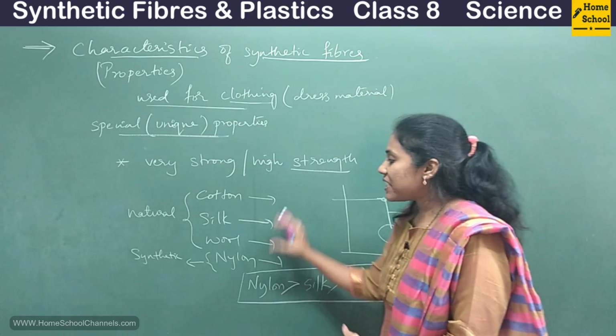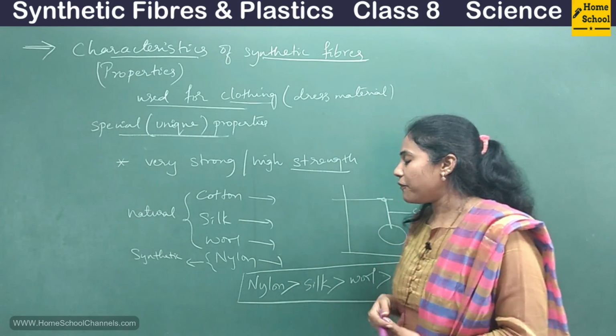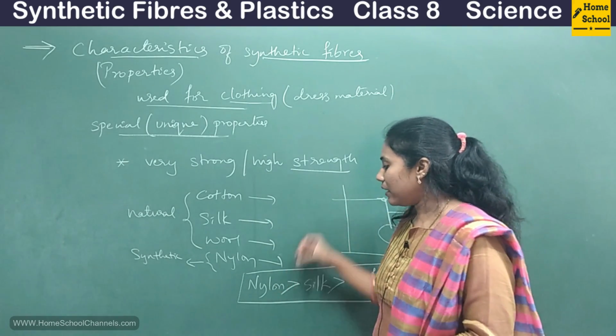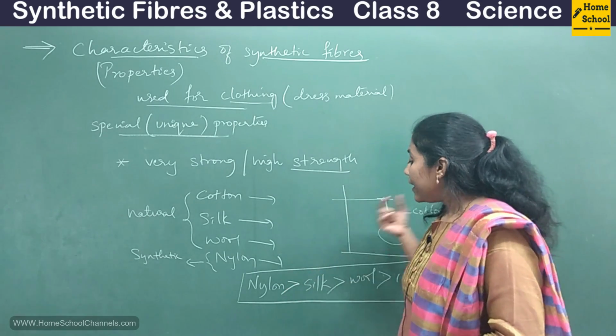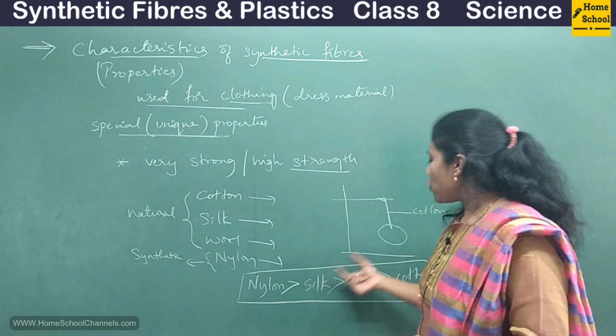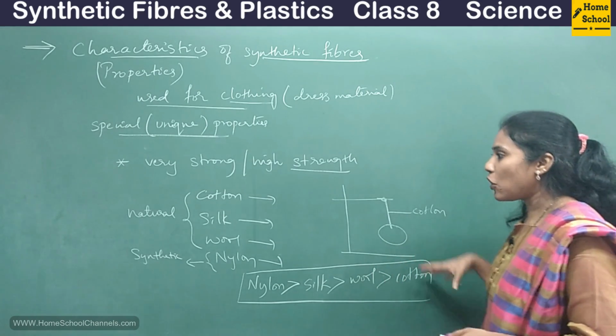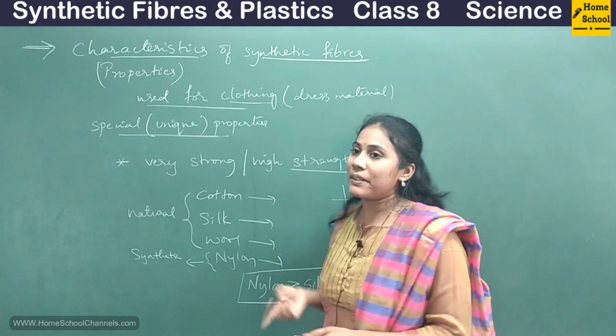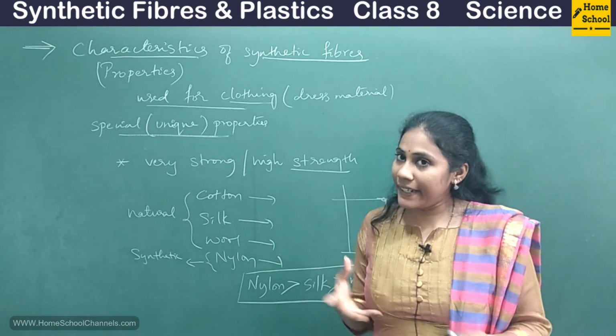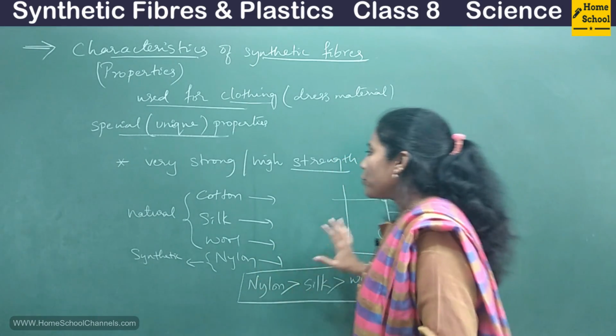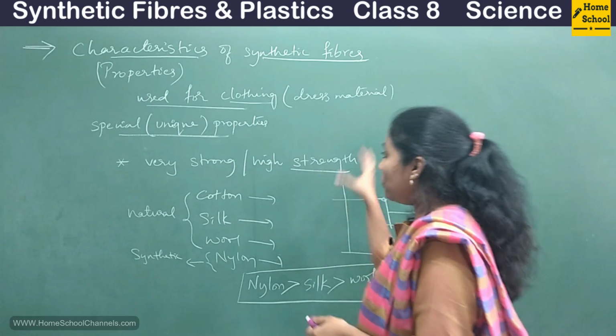So the nylon, which is an artificial fiber or synthetic fiber, has got more strength, which is stronger than silk. Silk is stronger than wool and wool is stronger than cotton. So that means cotton is a very, very weak fiber. You can break it easily, right? You can tear it easily. So that's what we understood about the strength.